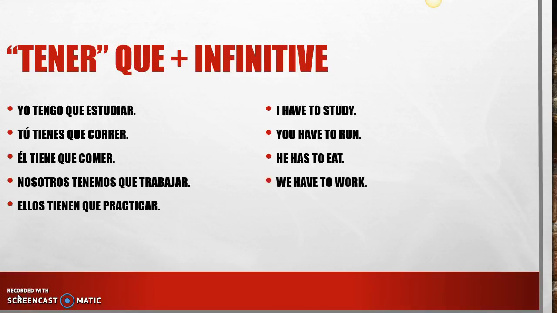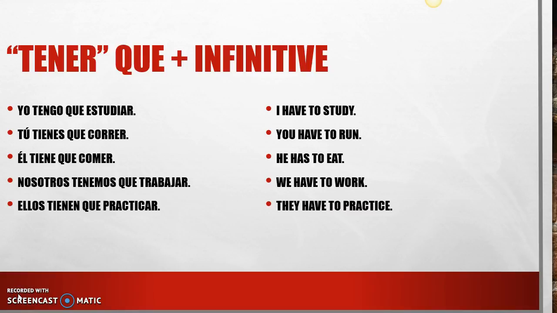Nosotros tenemos que trabajar. Since our subject is nosotros, we conjugated tener in the nosotros form. We added que after our conjugated form of tener. Nosotros tenemos que. We finished by adding our infinitive, or what it is that someone has to do. Nosotros tenemos que trabajar is we have to work.